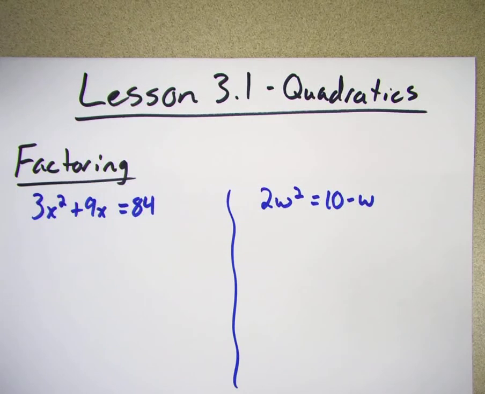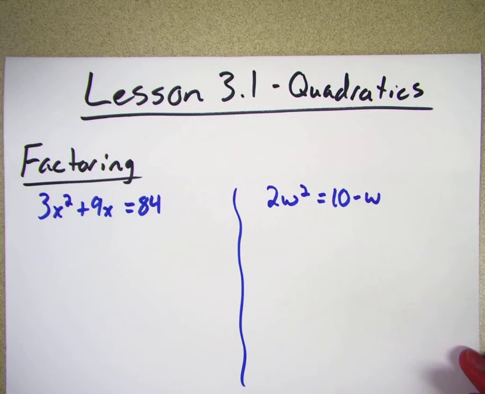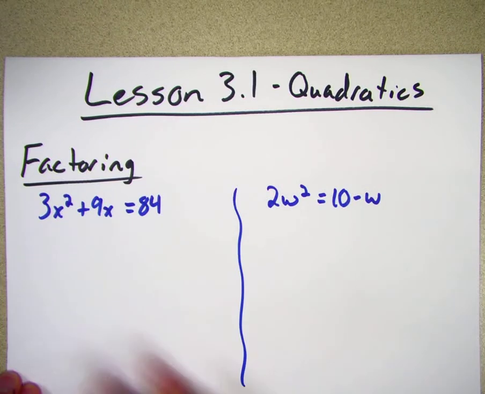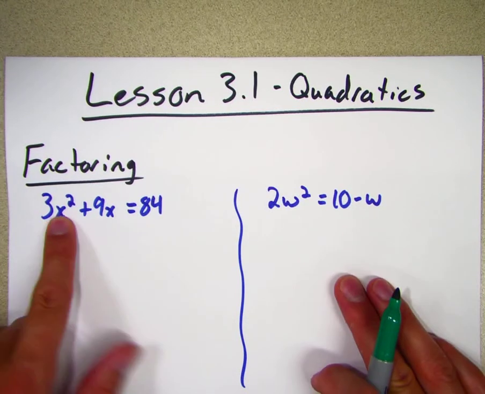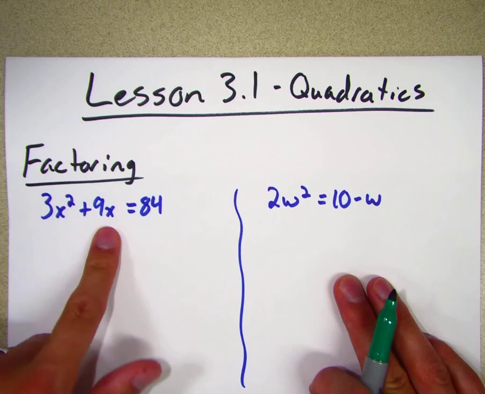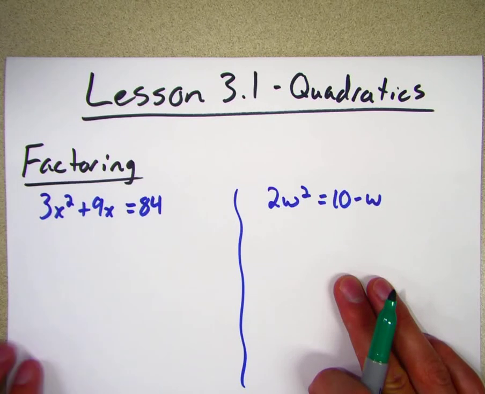All right, so the first thing we're going to do is talk about some basic skills that you'll need for lesson 3.1. So the first one is solving an equation by factoring. If you remember from Algebra 2 and Algebra 1, you've done this before. If we're trying to solve a quadratic equation, quadratics are ones that have x squared as the highest power, and then they might have a linear term and then a constant term.